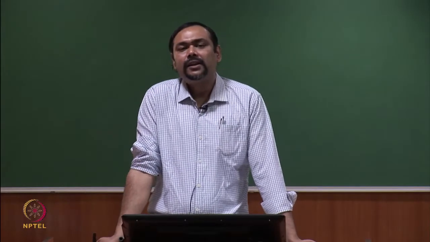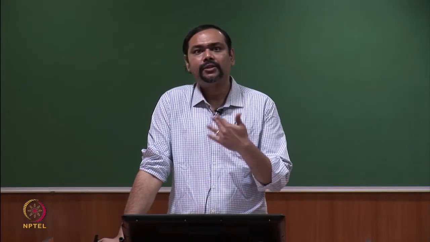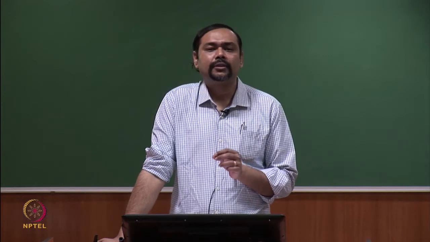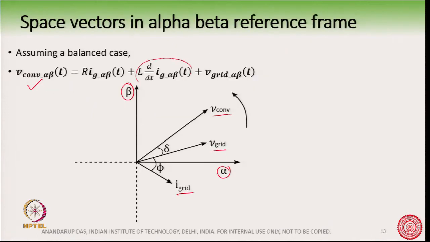Now, when we are going to convert this equation into the dq domain, we have to be a little careful about the mathematics. Here you see there is an L d/dt of I g alpha beta. So there is a differentiation of the space vector in this equation. When we are converting into the dq domain, we have to be careful about this differentiation.